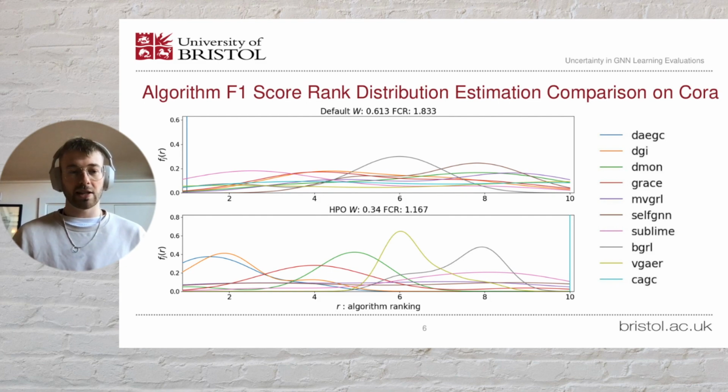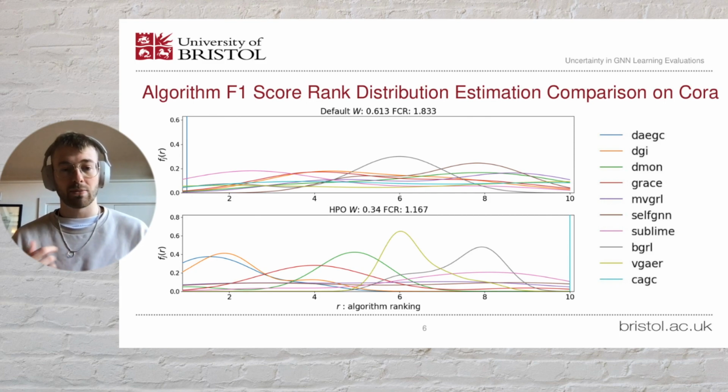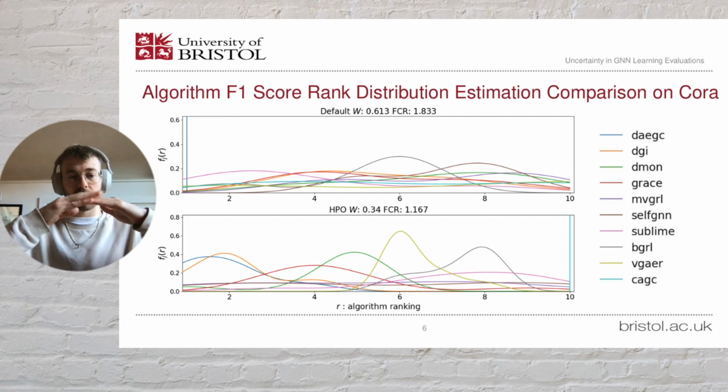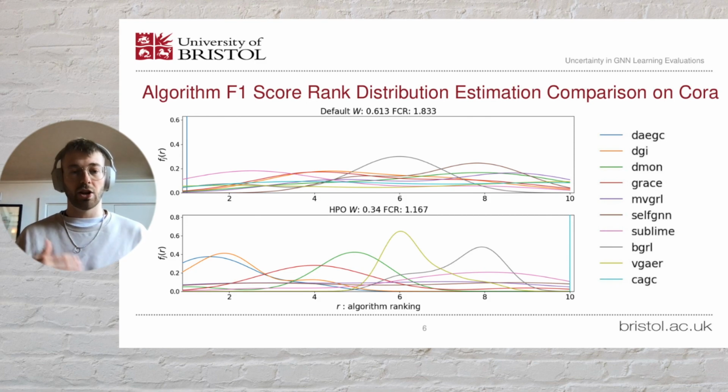Here's an example test from our benchmarking investigation. This is the Cora dataset and the F1 scores. And what we're demonstrating here is that through the hyperparameter optimization, we've found more trustworthy and better results. So in the top graph, you can see the results ranking distribution is very spread out and overlaps between each of the different algorithms, whereas below, the algorithm ranking is more distinct.